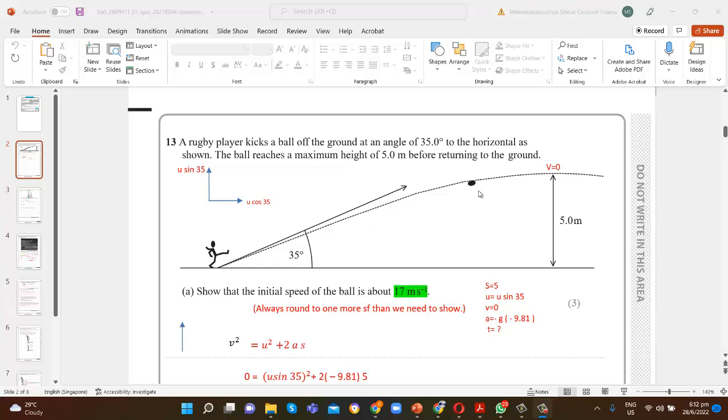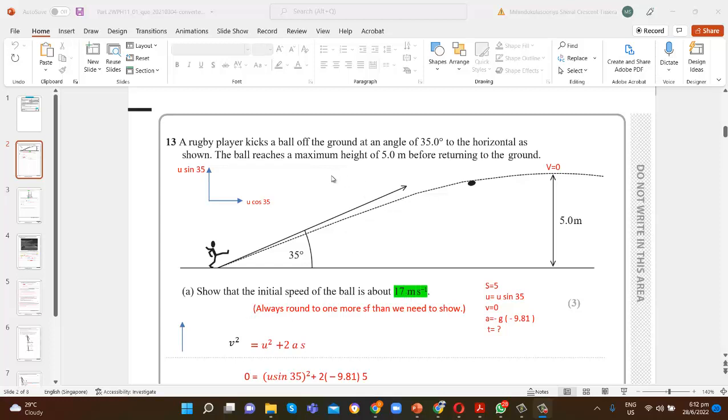Now he is kicking the ball at 35 degrees, and always when they say about 17 meters per second, you have to round it off to one more significant figure than that. You should know that. So to get 17, show that.